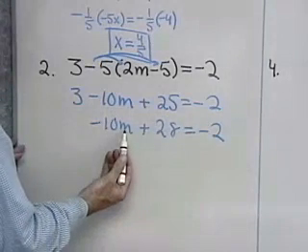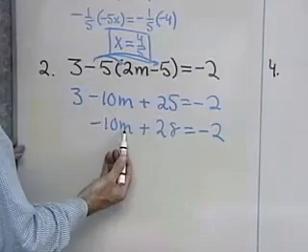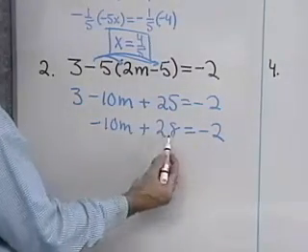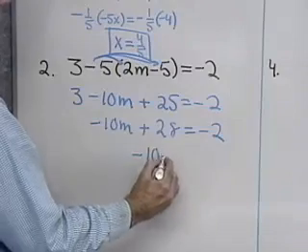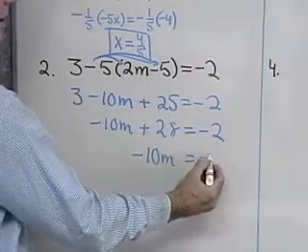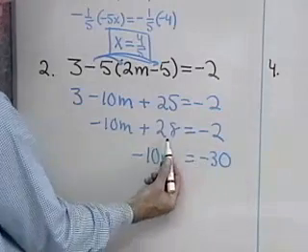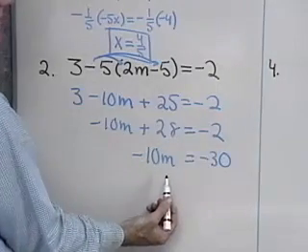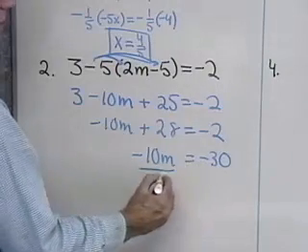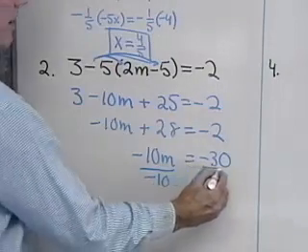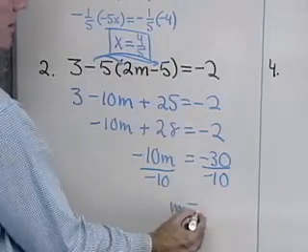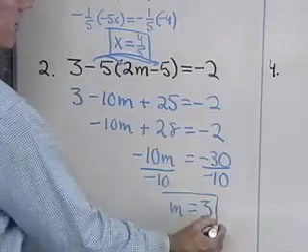Here I have all my variable terms on the left side, -10m. So I'll add -28 to both sides to get rid of this constant term. When I do that, I have -10m is equal to -2 plus -28, which is -30. Then I multiply both sides by -1/10, which is the same really as dividing both sides by -10. When I do that, I end up with just 1m is equal to +3.